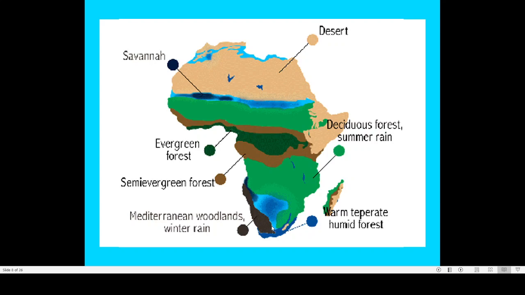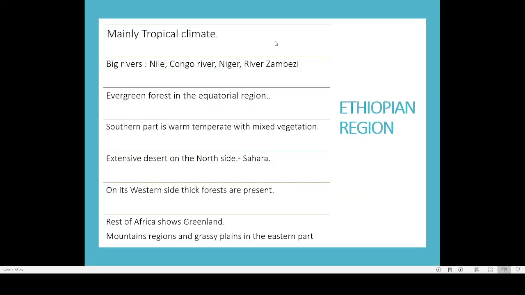And the reason is that the weather and climate in South Africa is similar to the climate that you are seeing in the Mediterranean region. So that is a peculiarity of the Mediterranean climate. So the southern part is warm temperate with mixed vegetation.